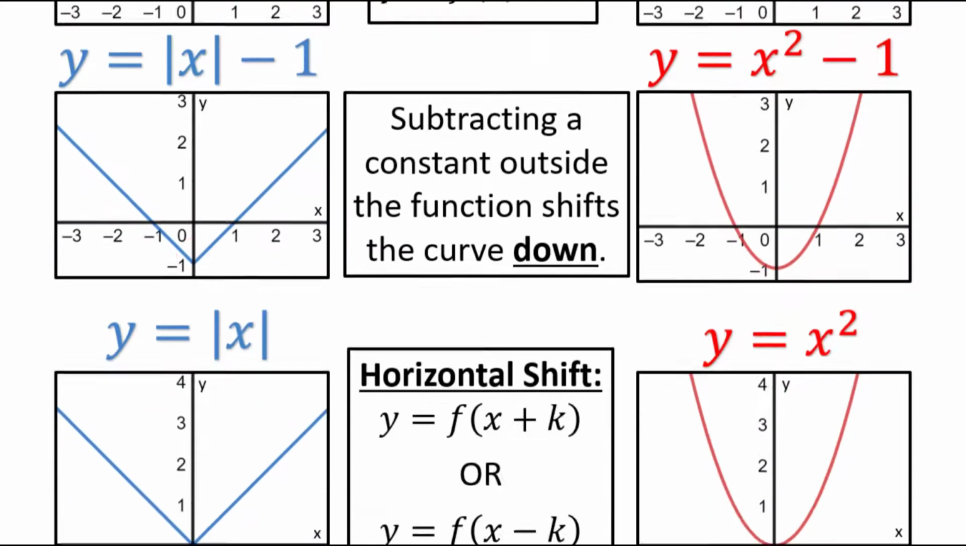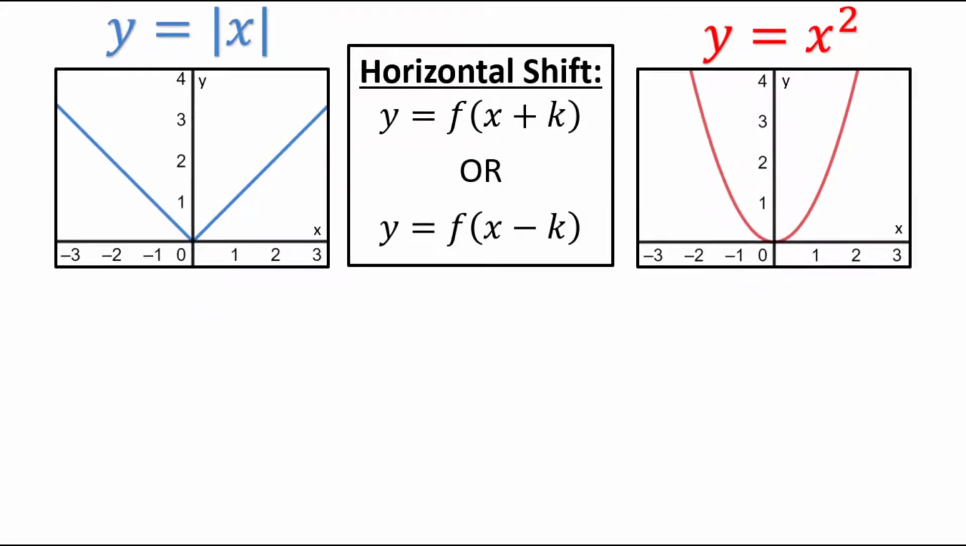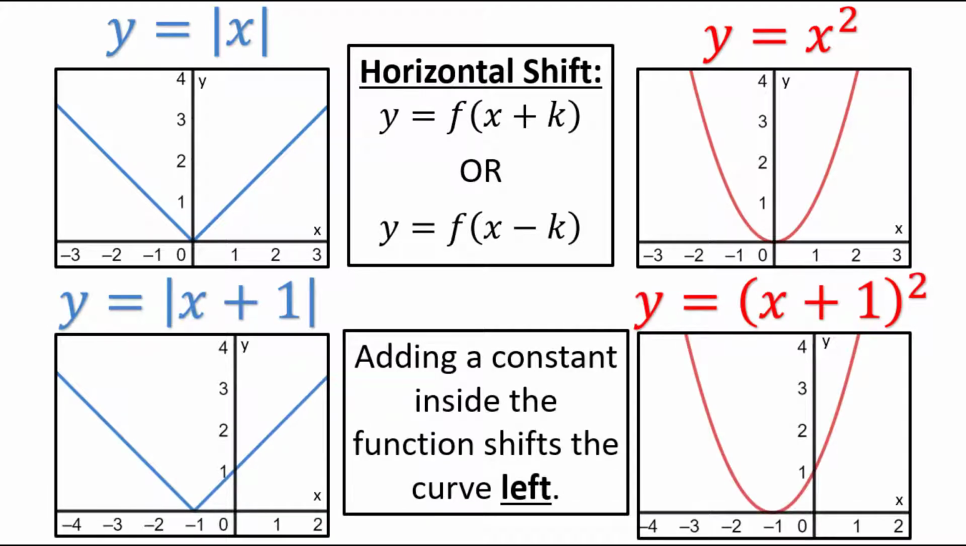We can also shift horizontally to the left or right by replacing x with x plus a constant or x minus a constant inside the function. This is where some students get a bit tripped up, as the rule is the opposite of what many people would assume. Replacing x with x plus a constant, such as x plus 1, shifts the graph to the left.